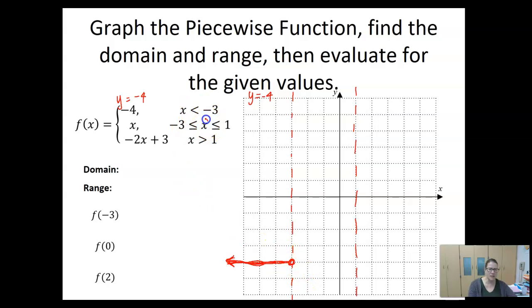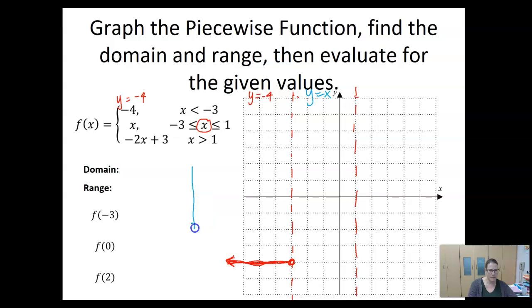So now our next one is when x is between -3 and 1. So on my graph, that's between -3 and 1 here. And so that's going to be y equals x. So let's actually change colors here, do the next one in a different color. So we're going to graph y equals x in the middle.